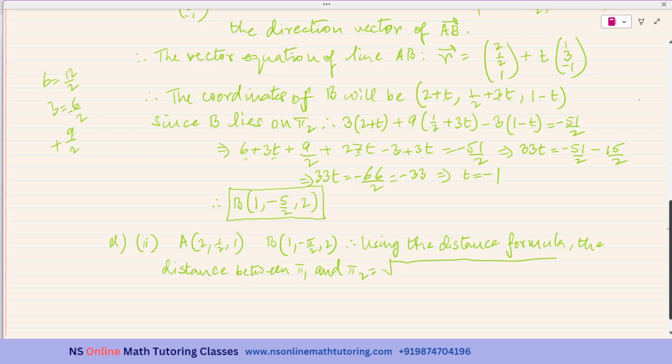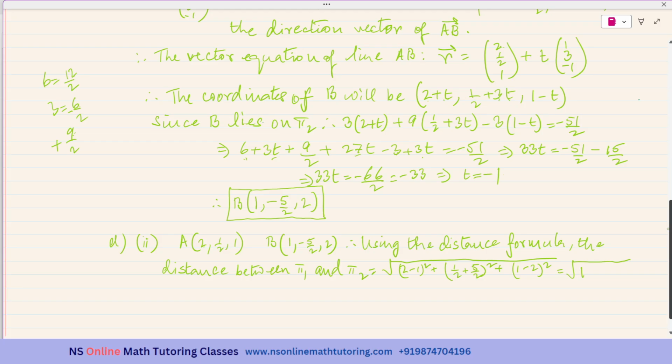Let me take this. So 2 minus 1 plus x2 minus x1 whole square plus y2 minus y1. So half minus of minus 5/2 is plus 5/2 whole square plus z2 minus z1. So it is 1 minus 2 whole square. So this is 2 minus 1, 1 square is 1.